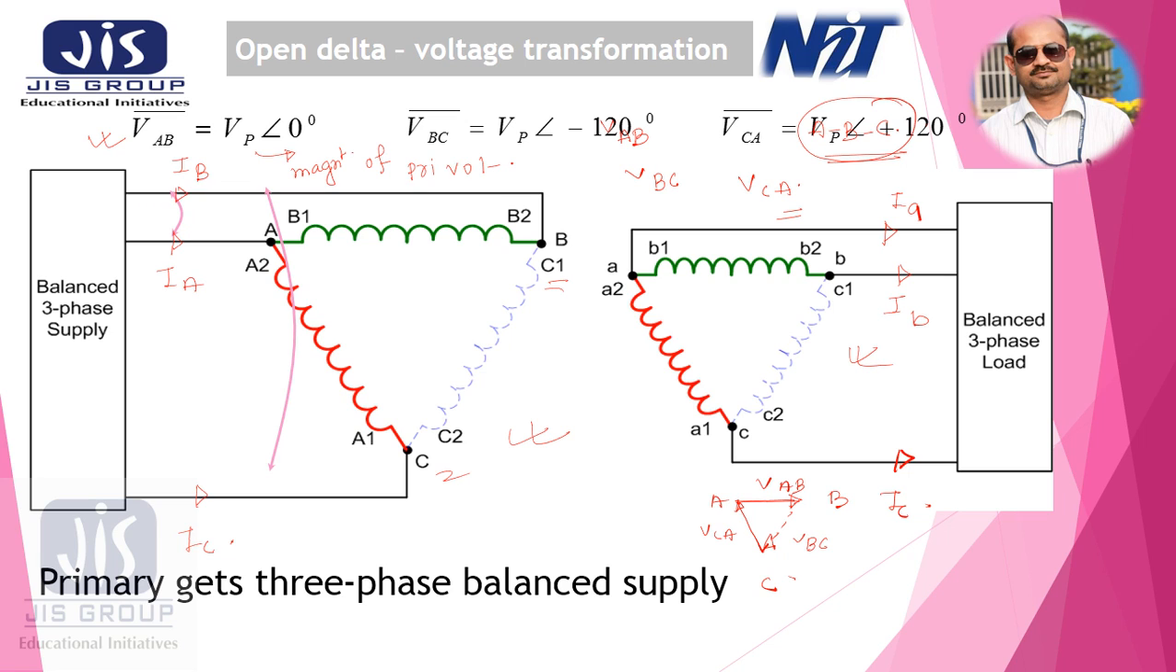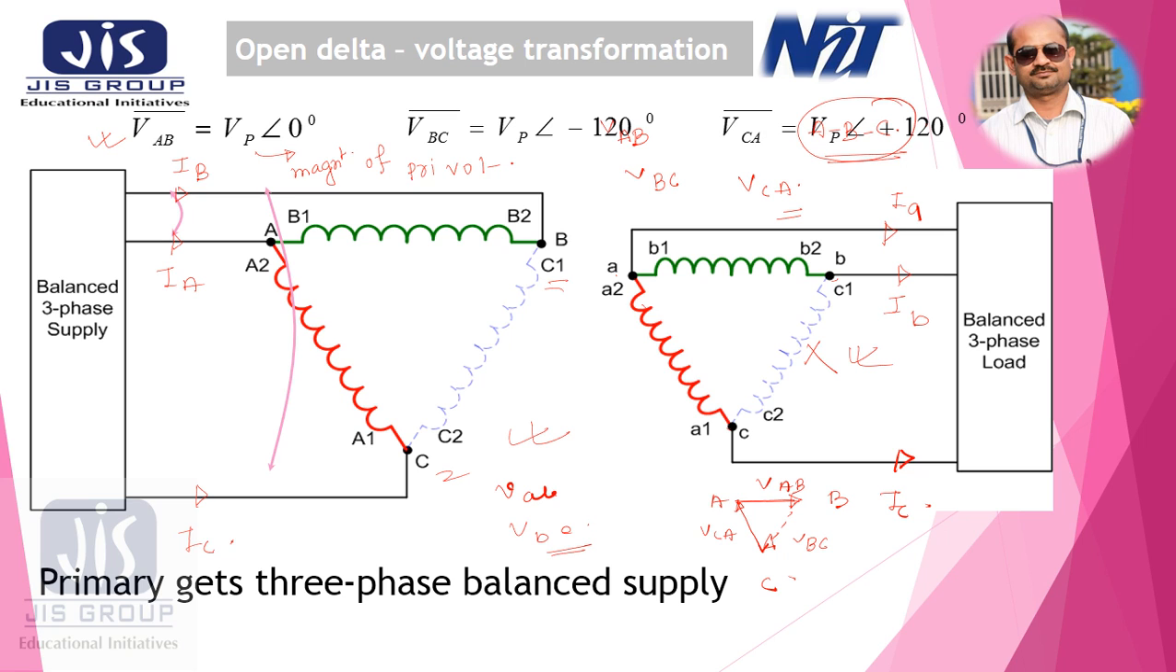Okay. Now the voltages induced in the healthy secondary coils are available between the output terminals AB and CA, because BC is removed. So the voltages will be VAB on the secondary side and VCA. The magnitudes of these two secondary voltages are determined by the per phase turns ratio.